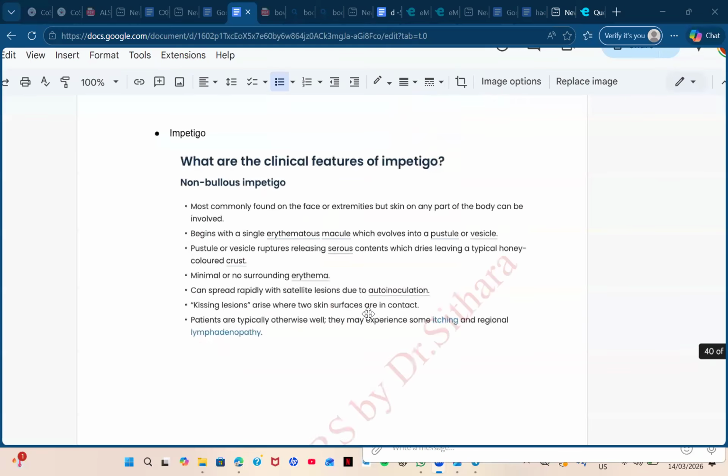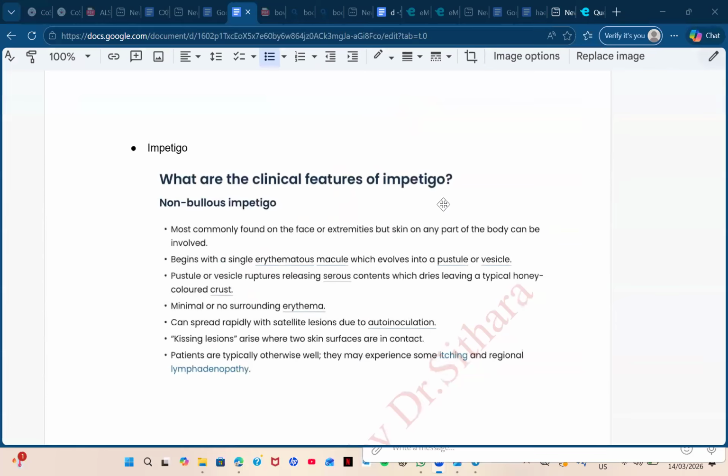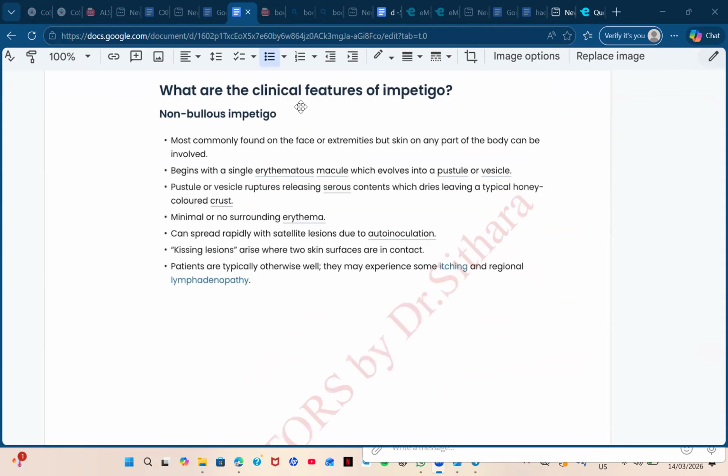So you should know about non-bullous impetigo and bullous impetigo, right? Sometimes easy things become tricky. Yeah, doctor. This impetigo topic is not a very hard topic, right? It is a very easy topic, but these easy topics can be tricked by AMC, right?